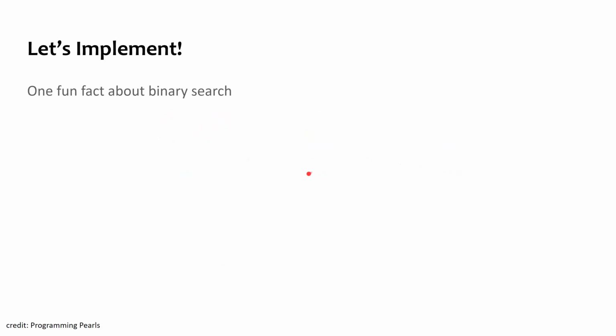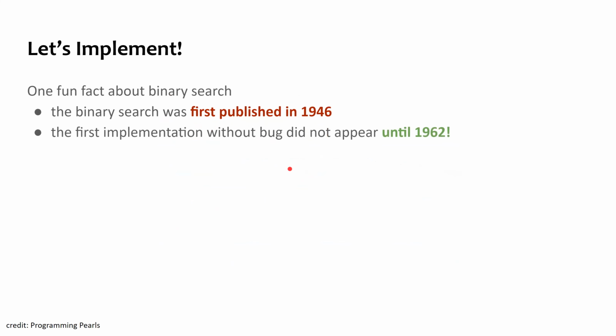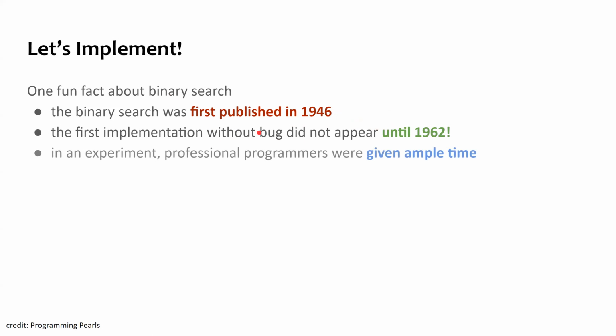All right, let's implement. Before we start implementing binary search, there is one fun fact about binary search. Binary search was first published in 1946. And the first implementation without a bug did not appear until 1962. So it took quite a lot of time for an actual implementation of this algorithm. And in an experiment, professional programmers were given ample time to implement binary search, and only 10% of them could get this small program right. This program is quite small. However, it is quite hard to implement without any bug.